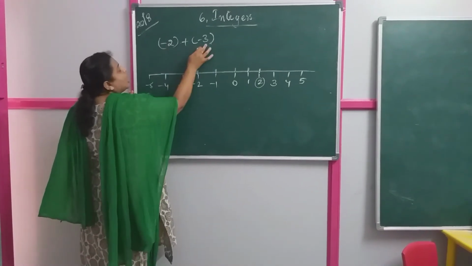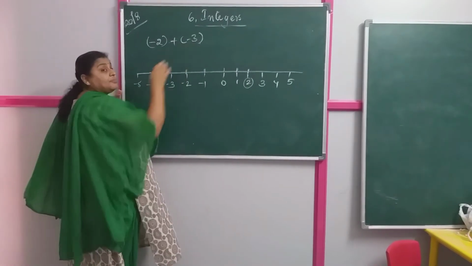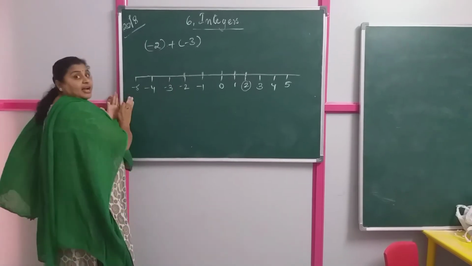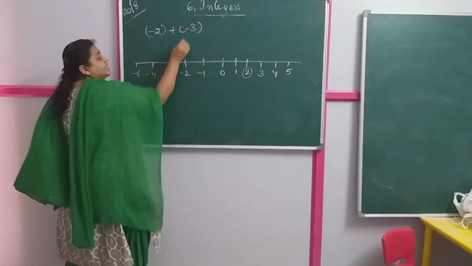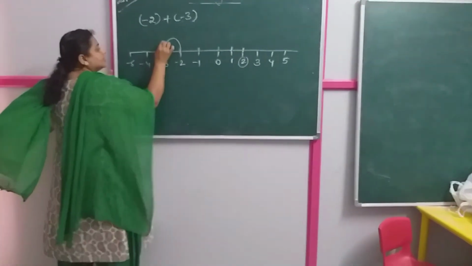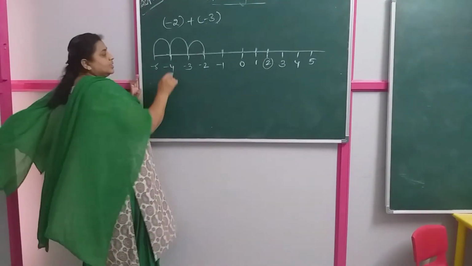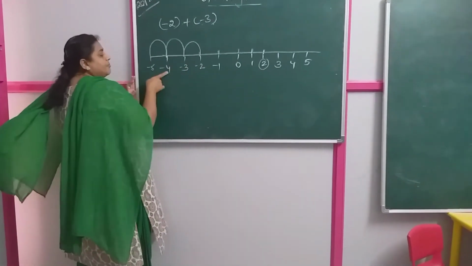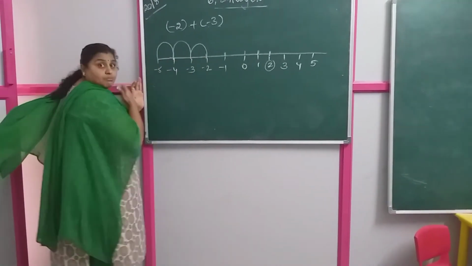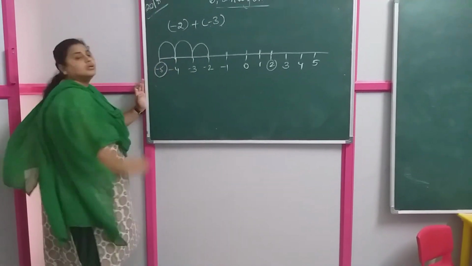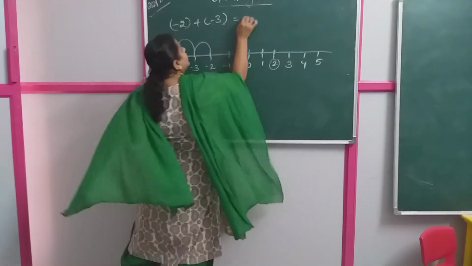From minus 2, how many jumps will you take? 3 times. That is backward, not forward, because I have minus here. 1, 2, 3. Minus 2, minus 3, minus 4. I am jumping backwards. So minus 5 is your answer.